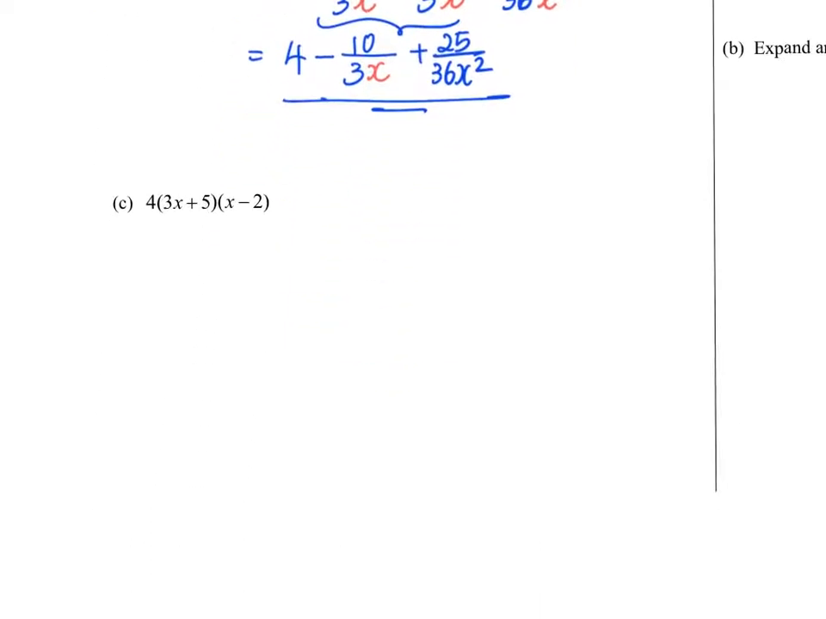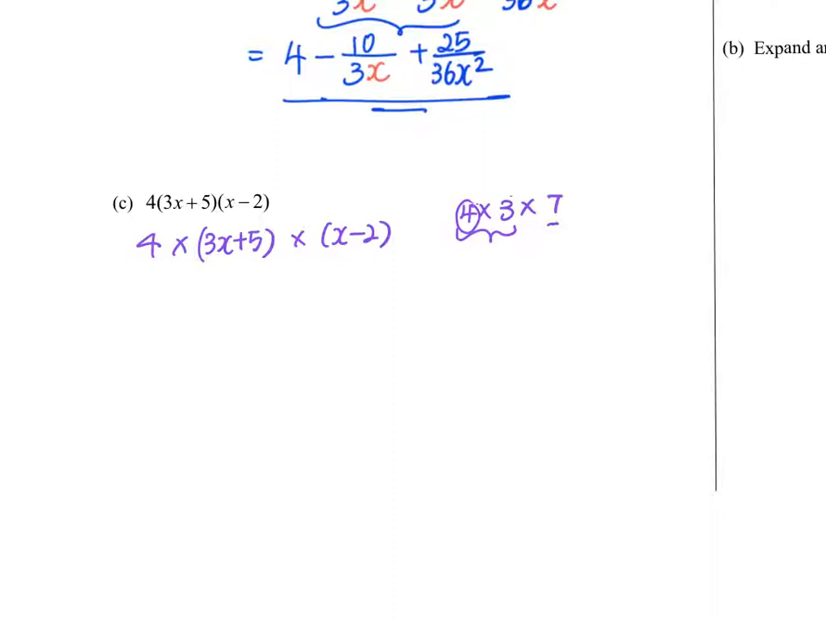Next question, part C. Now, a lot of students will think that this 4 is to be multiplied to both the brackets, but actually this is not true. This is actually written as 4 times 3x plus 5 times another x minus 2. Now, let's say if I were to give you 4 times 3 times 7, do I take 4 times 3 and then times 7 two times? That's not true, right? So we do not do this. We take 4 times 3 first, then after that, multiply it to 7.